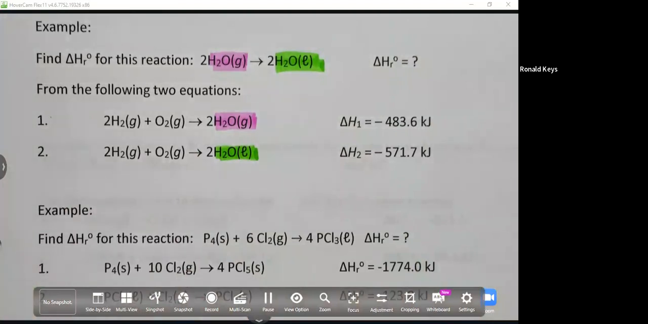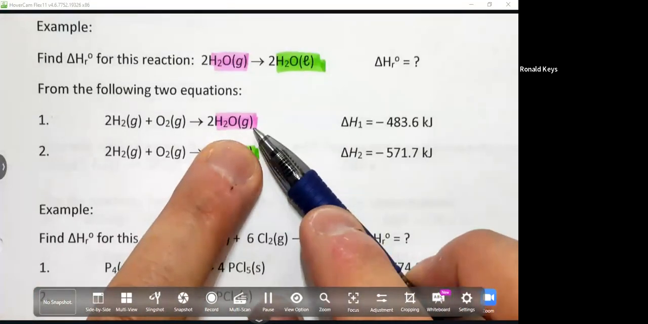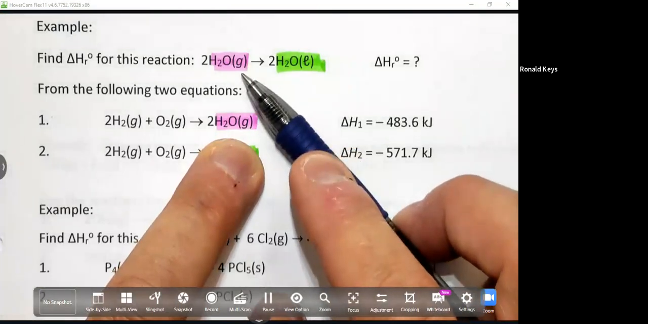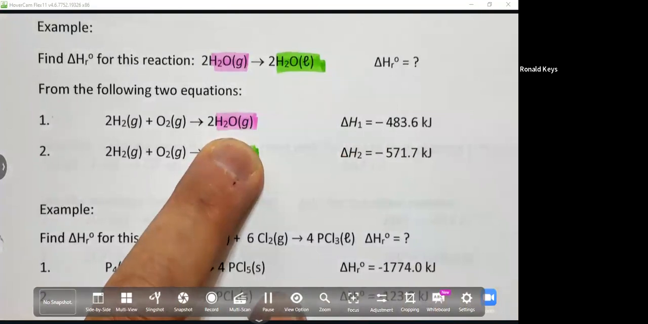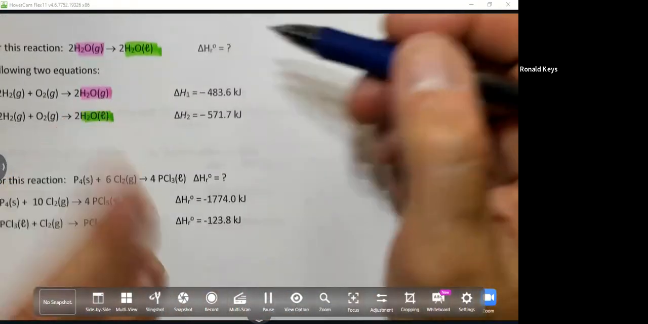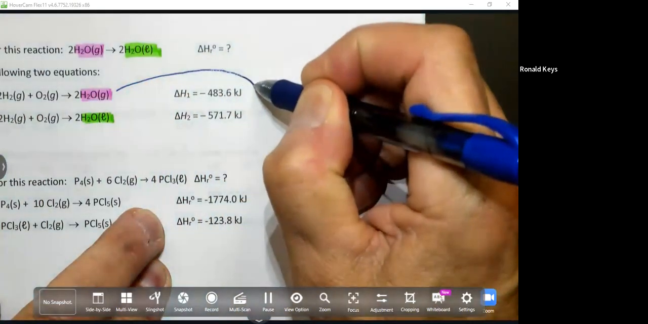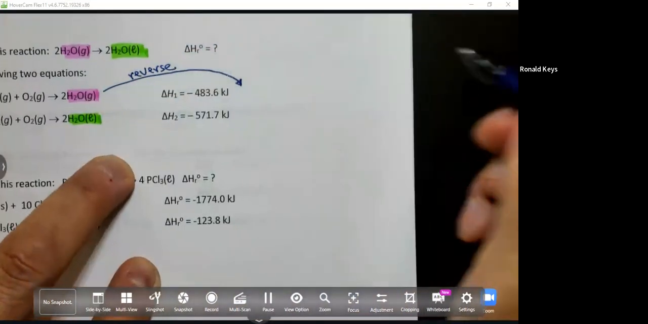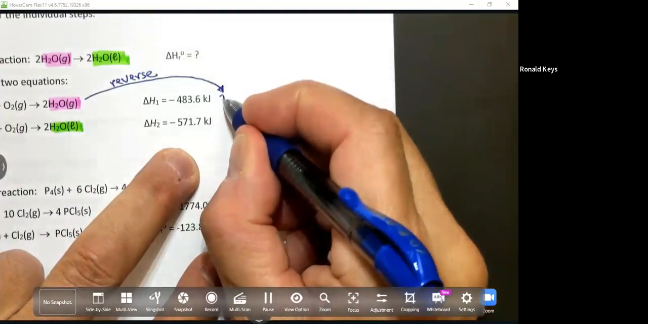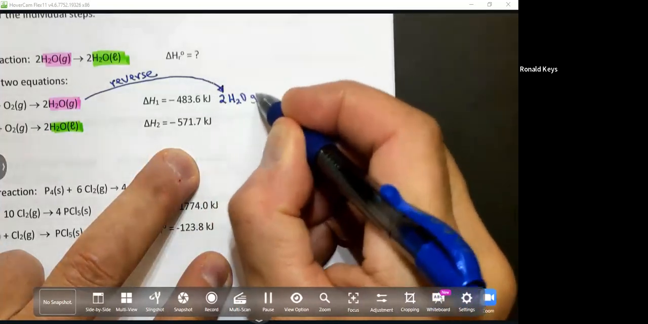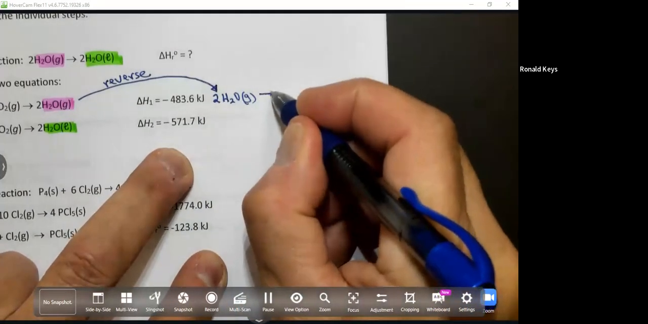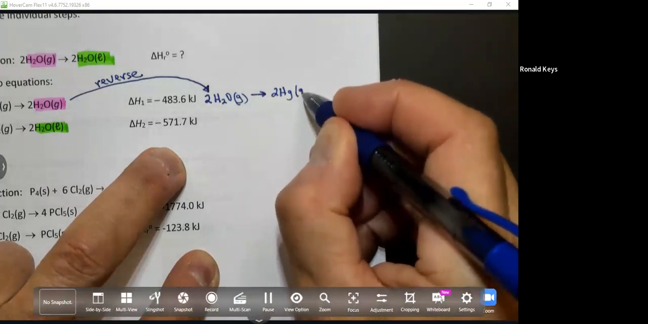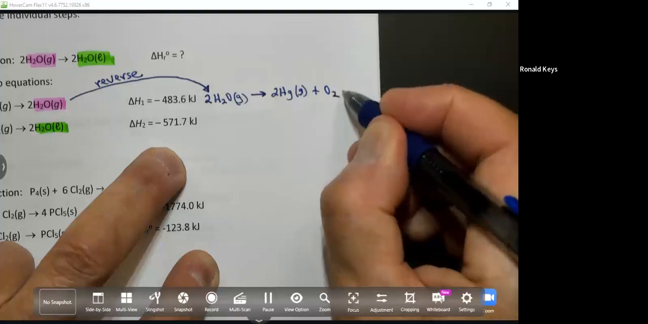So the very first thing is, this reaction right here needs to be reversed, because I have H2O gas, I need H2O gas on the reactant side. So the very first thing we are going to do is, I'll draw an arrow. We'll work it out right here. We're going to reverse this reaction. So we are going to have 2 H2O gas, and we're going to have 2 H2 gas, plus O2 gas.